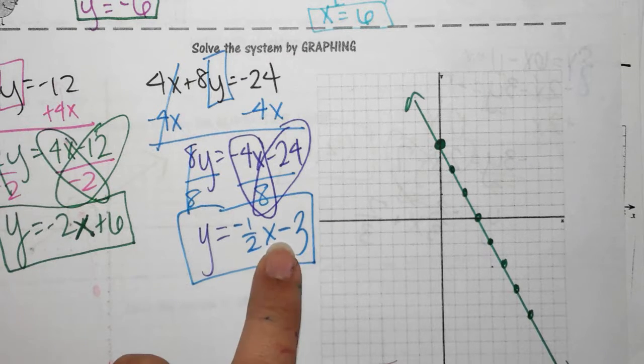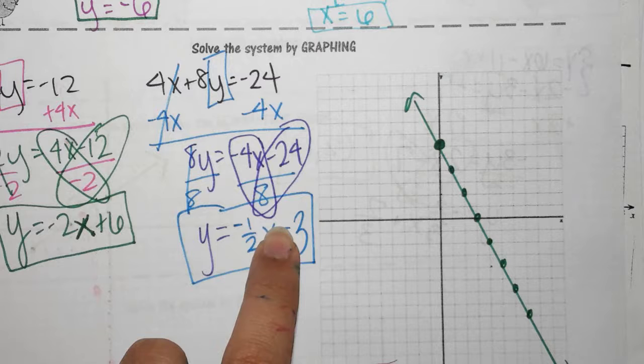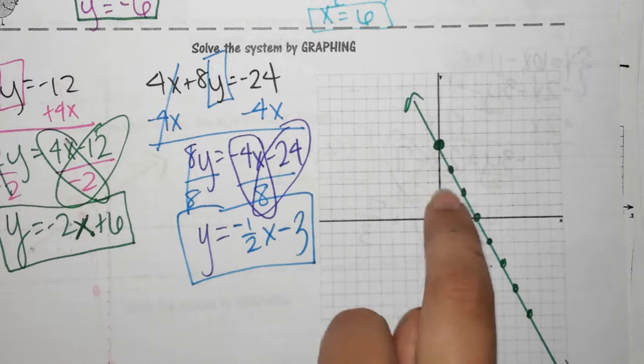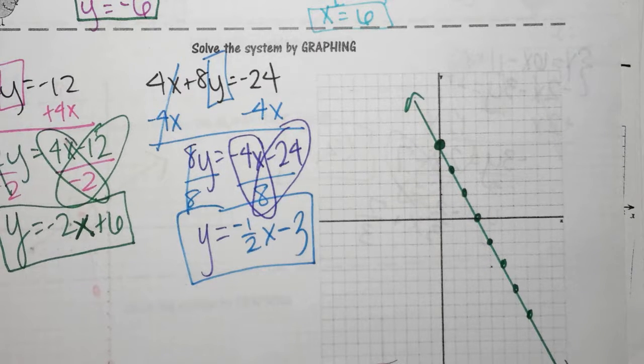Alright, now I want you to graph the blue line without me, and you need to see if they cross at 6, negative 6. Now remember, this is a test grade. That means I can't do it all for you. So you graph this one without me. Wait, so this paper is this grade? This whole little packet's a test grade.